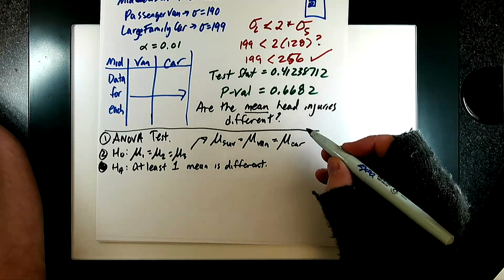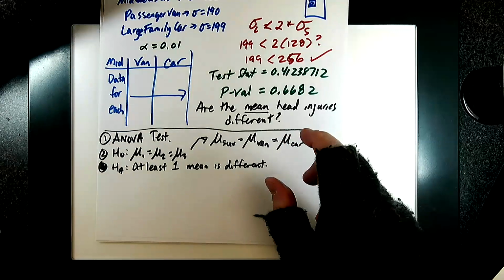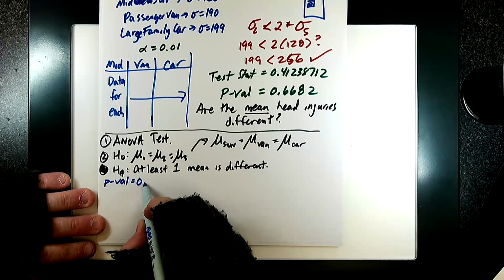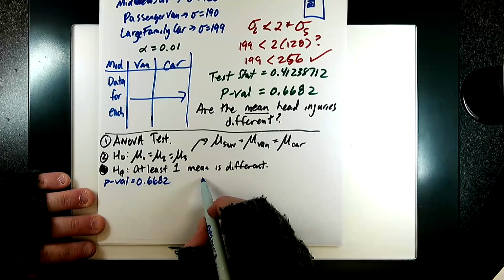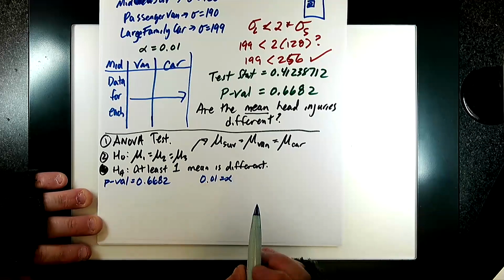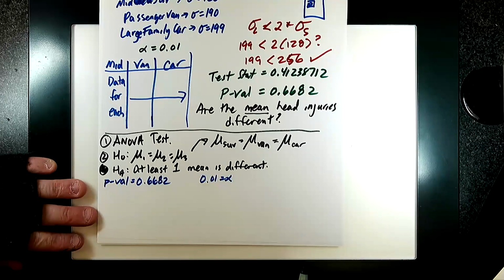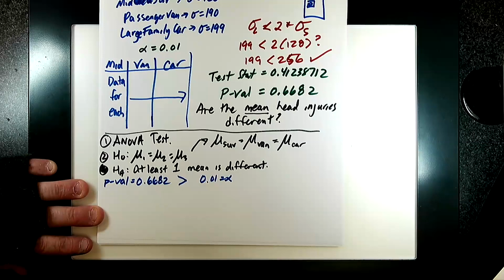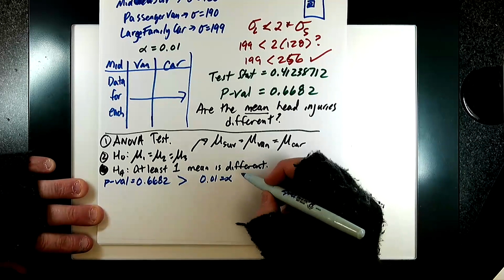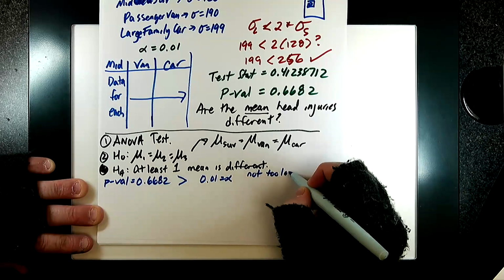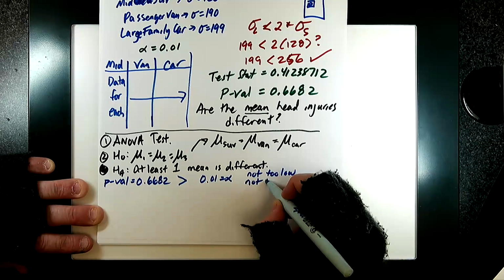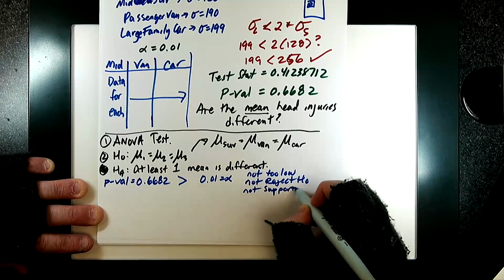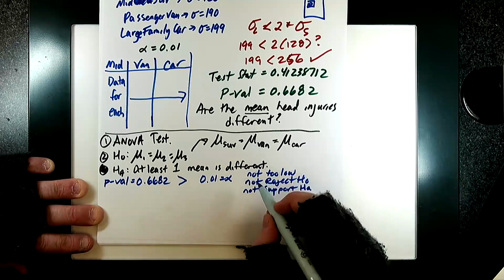Then we compare our p-value and alpha. P-value is 0.6682. Alpha was 0.01, I don't even know why they went with 0.01 when the p-value is so high. P-value is super high. 66 cents, 67 cents is way more than a penny. This is not too low. Do not reject H naught. Do not support HA. And that means not supporting is not enough evidence.